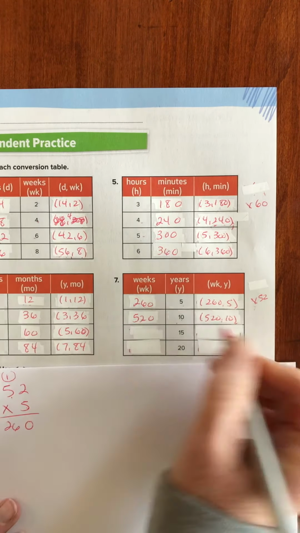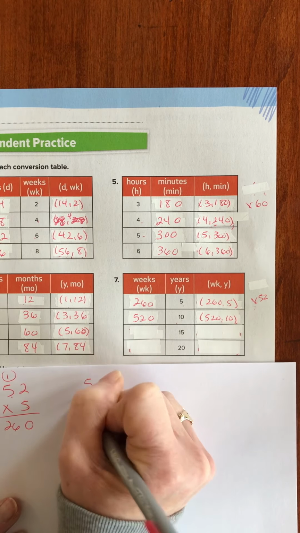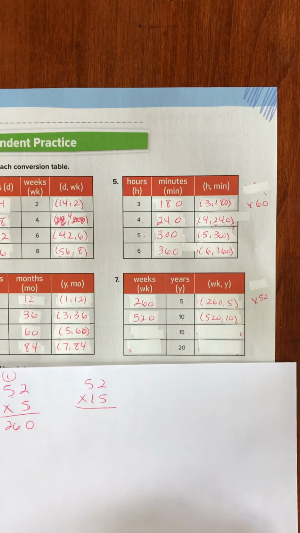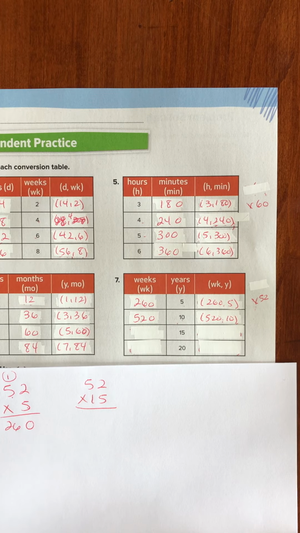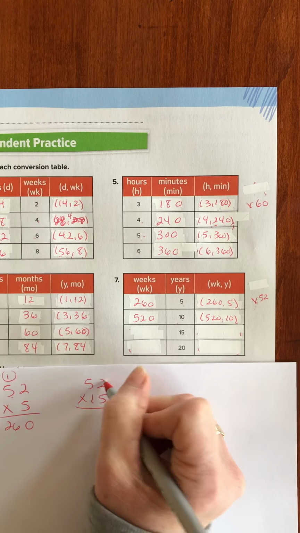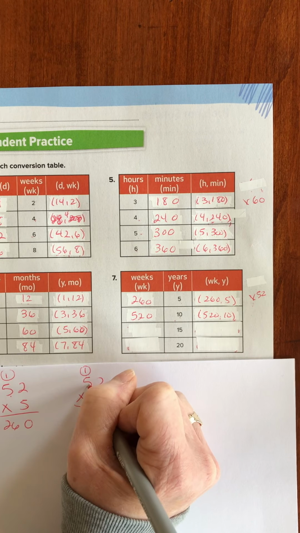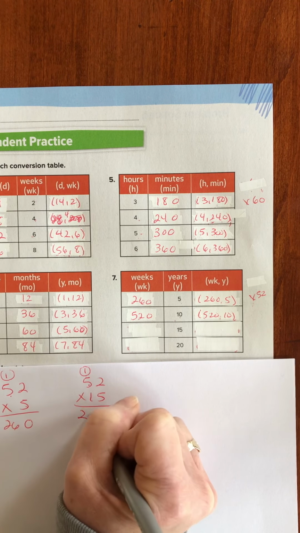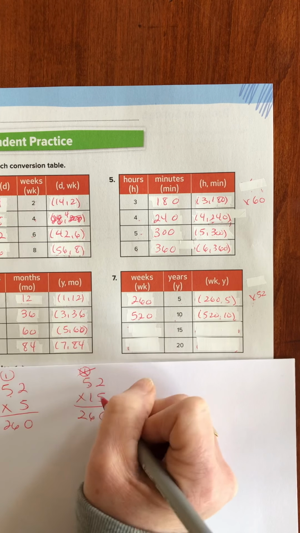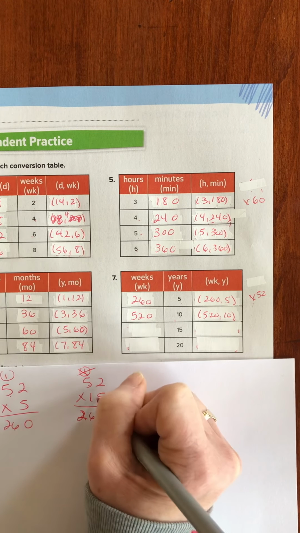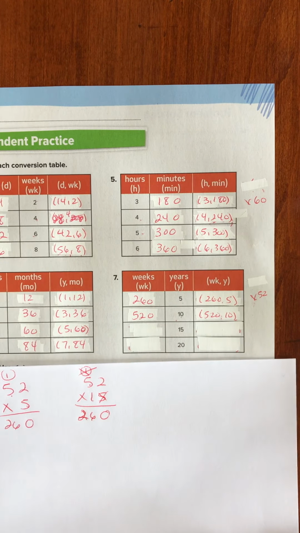Okay, now 52 times 15. 2 digit by 2 digit. Hopefully you remember how to do this. Okay, 5 times 2 is 10. I put down the 0, carry the 1. 5 times 5 is 25. 1 more is 26. Okay, I like to cross this one out, and some people cross out this number because you've already done the ones.